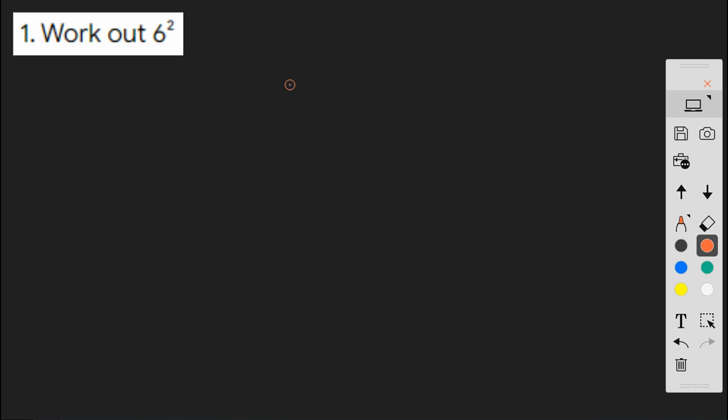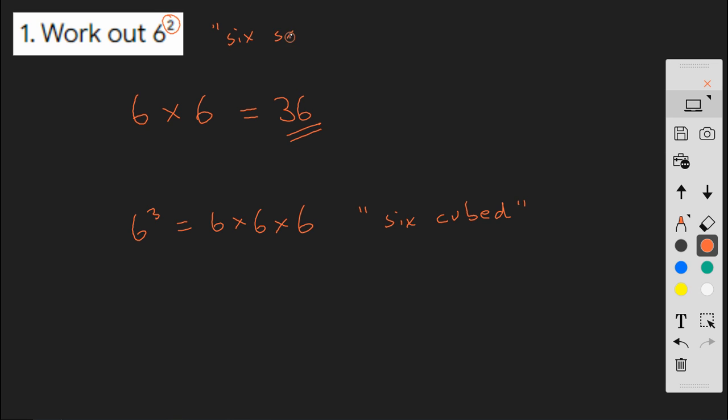Now we've got a few percentage questions today, but we start with having to work out 6 squared. That represents 6 times 6, which is 36. 6 cubed would be 6 times 6 times 6. Let me say that, 6 cubed. And this one is 6 squared.